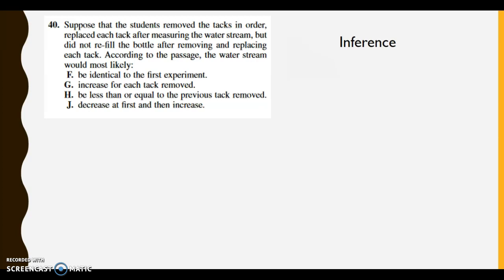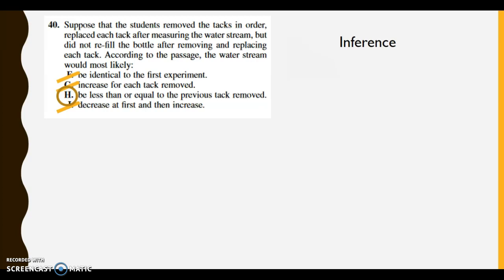So, if you didn't refill the water bottle every time you got down to one of those tacks, you would have to assume that there's only 1 inch of water sitting on top of any particular tack. So what that means is that that stream of water would either be the same as the first experiment or less. A question like this can be a little bit tricky. So if you need some help with solving it, feel free to draw this experiment out and try and work through each of these answer choices. Remember, you can write all over your ACT booklet.